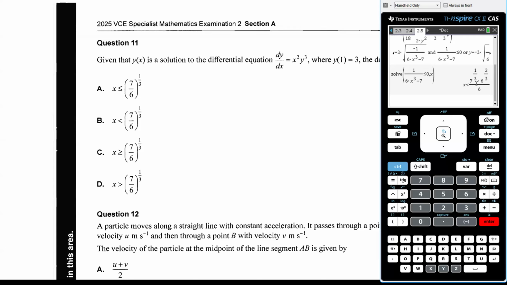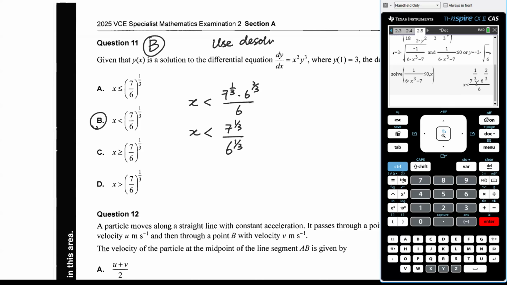But this one, let me just show you. If you divide both top and bottom by 6 to the power 2/3, you'll be able to get 7 to the power 1/3 divided by 6 to the power 1/3. So option B is the correct answer, okay? I'll just mark this down here. Use DE solve.